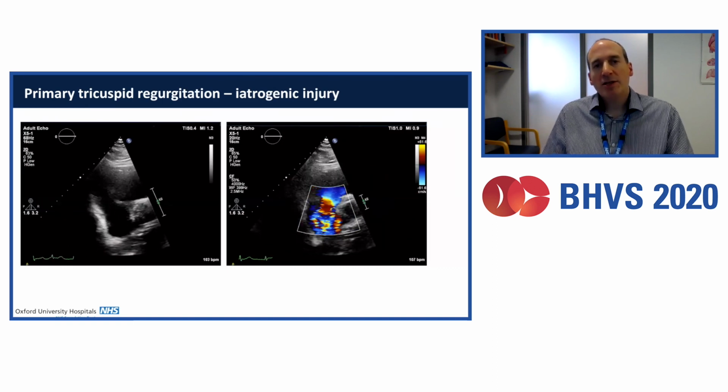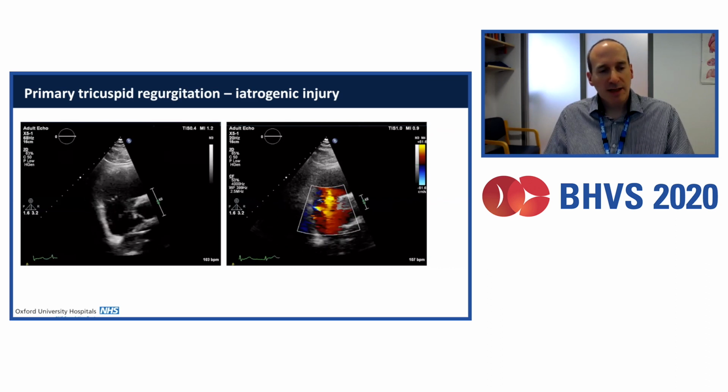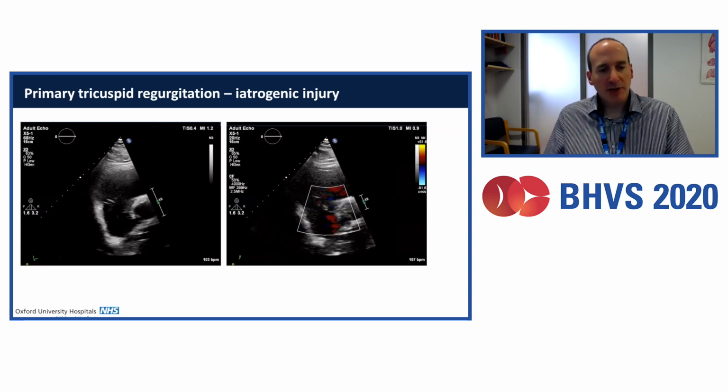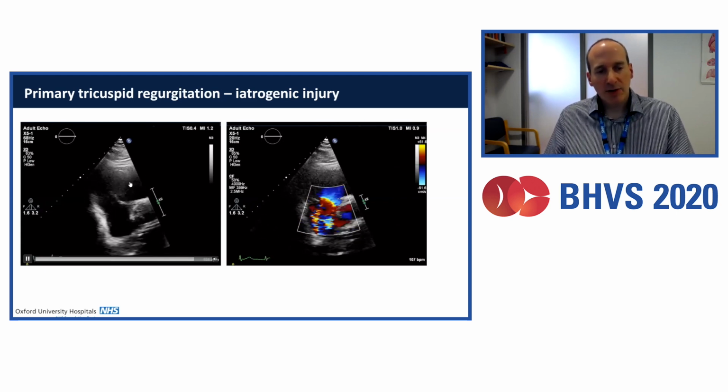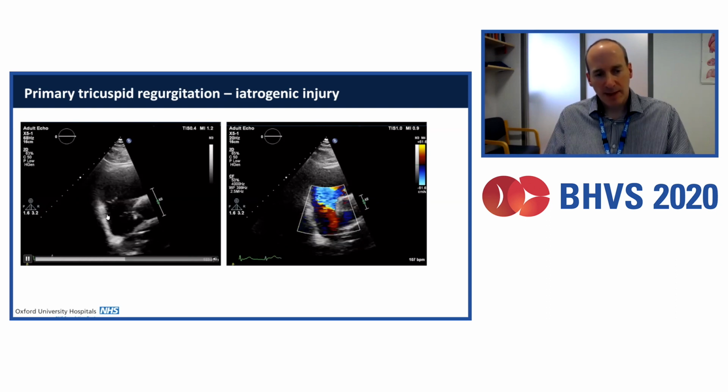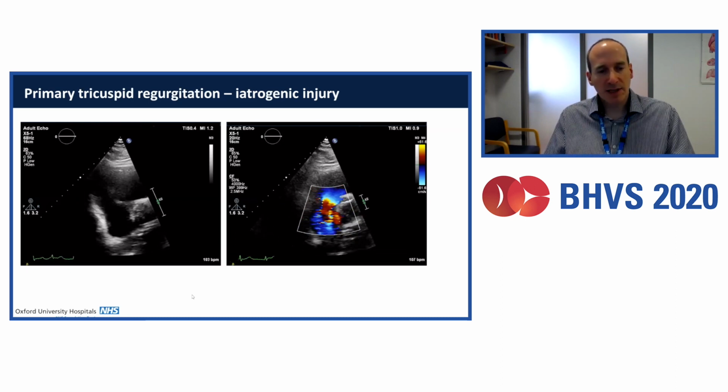We occasionally see patients who are unfortunate enough to suffer actual injury to the tricuspid valve. Here's a patient who underwent an ablation in the right ventricle, and unfortunately the ablation catheter got entangled in the chordae, and on removal led to rupture of the chordae and really a flail septal leaflet here in this aortic valve short axis view, leading again to severe tricuspid regurgitation.